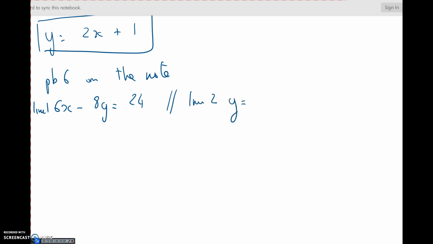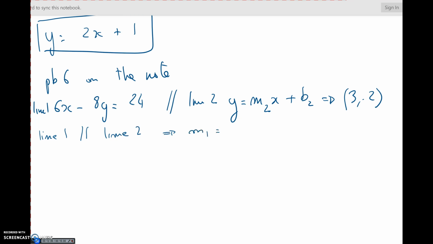Obviously, if we don't know this line, I'm going to call that y equals m2x plus b2, because it is line number 2. Okay? Now I know that my line number 2 is going through the point (3, -2). Okay? So what I'm going to do is very simple. First of all, because my line number 1 is parallel to my line number 2, that means that the slope number 1 is equal to the slope number 2.